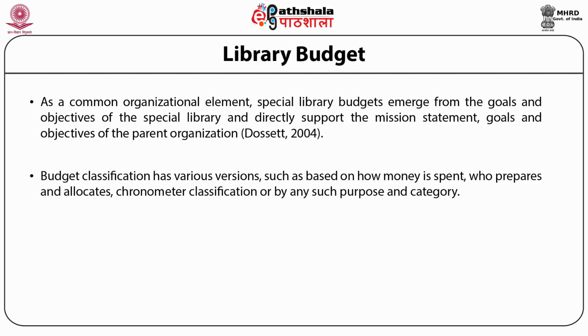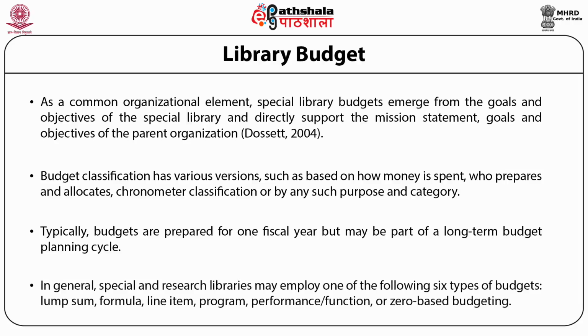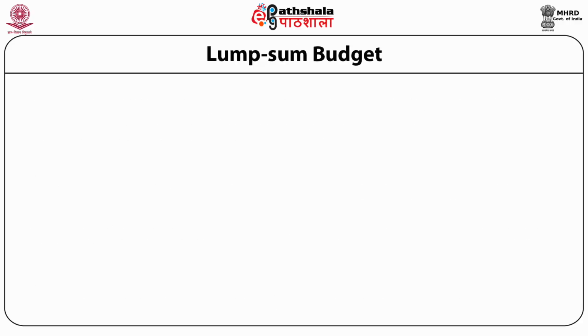Budget classification has various versions, such as based on how money is spent, who prepares and allocates, and based on time or by any such purpose identified as a category. Typically, budgets are prepared for one fiscal year. However, there may be a part of long-term budget planning cycles also. We sometimes call such budgets a planned budget. In general, special and research libraries may employ any one of the following 6 types of budgets: lump sum budget, formula budget, line item budget, program budget, performance or function budget, or even zero-based budgeting technique in their budgeting activity. We will see some of the approaches to budget.